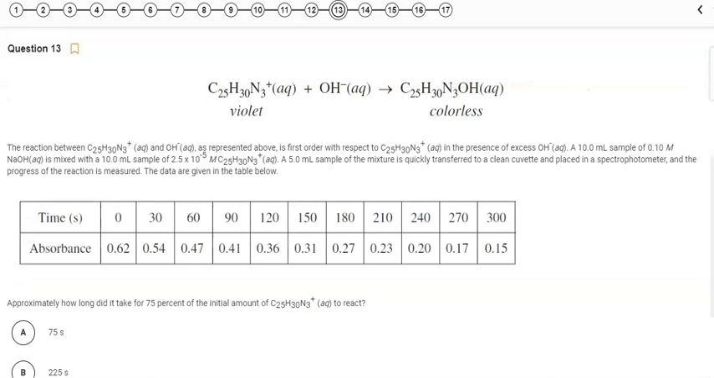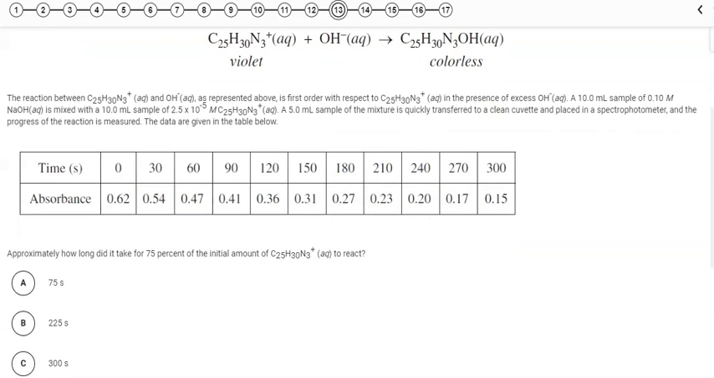Okay, the reaction between all this stuff, again, get to the question as quickly as you can.